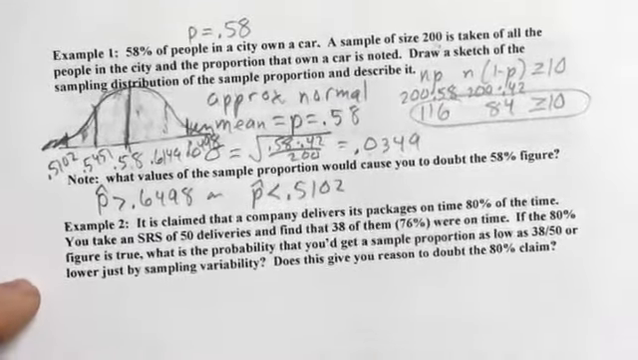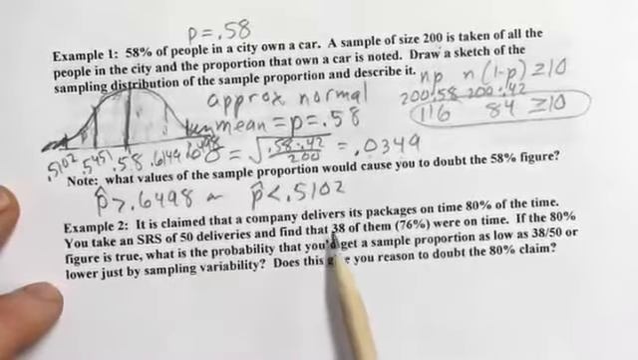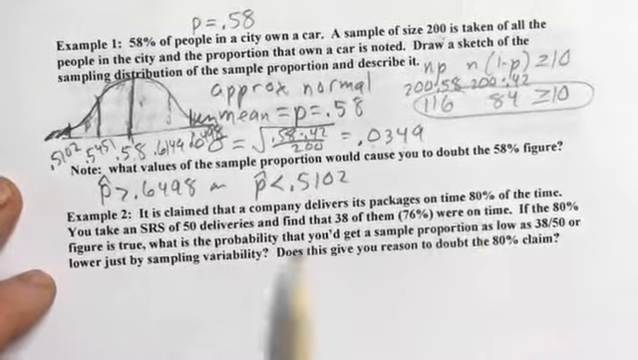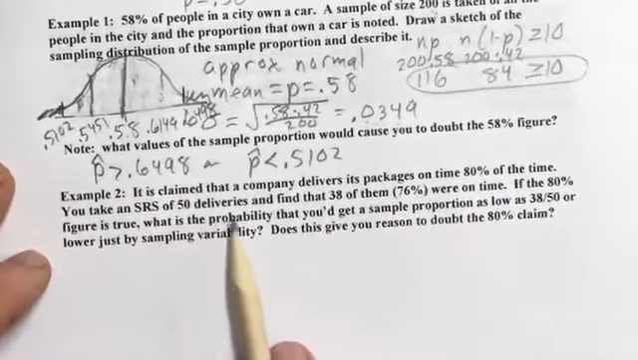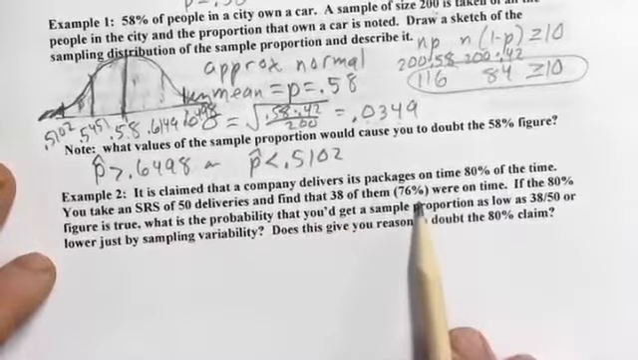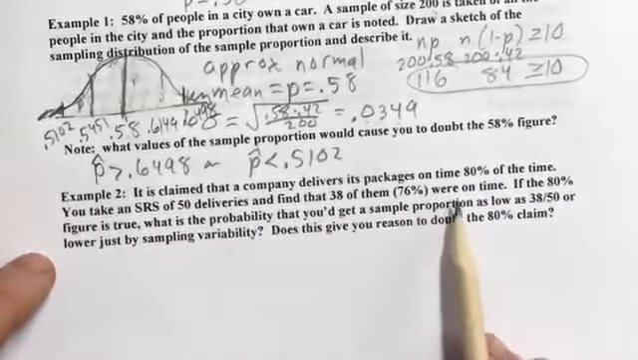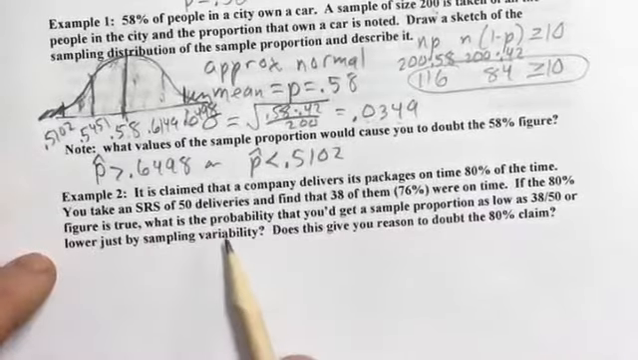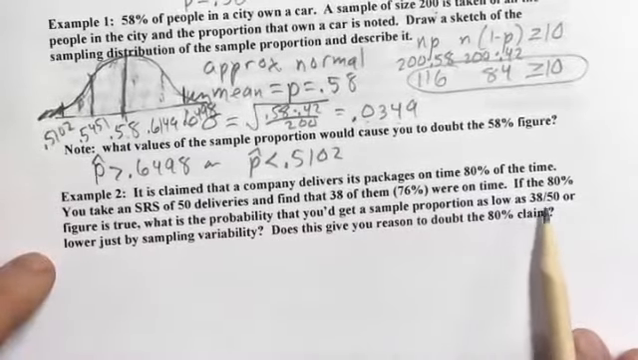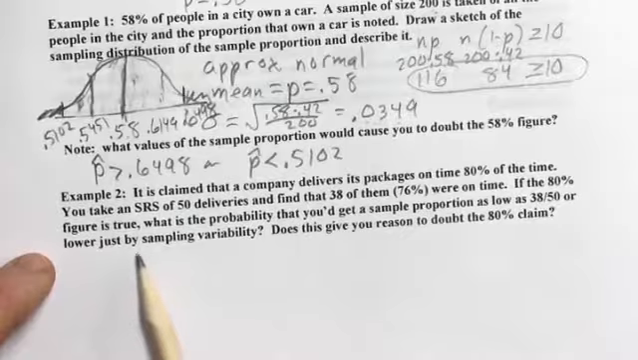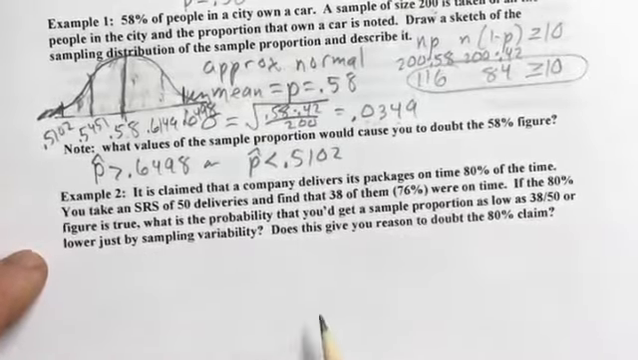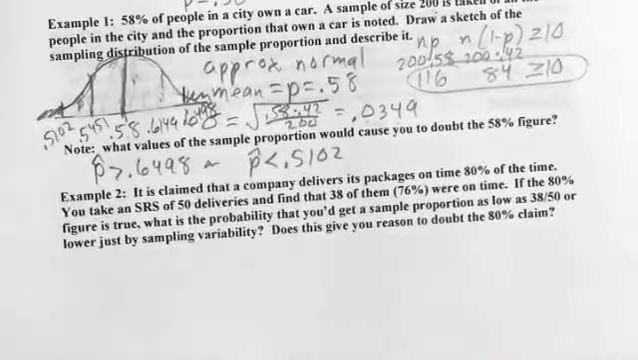Okay, example 2. It is claimed that a company delivers its packages on time 80% of the time. You take an SRS of 50 deliveries and find that 38 of them, 76%, were on time. If the 80% figure is correct, what's the probability that you get a sample proportion as low as 38 out of 50 or lower just by sampling variability? Does this give us reason to doubt the 80% claim?